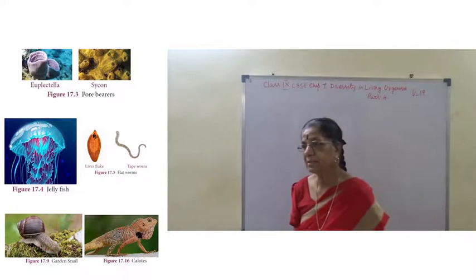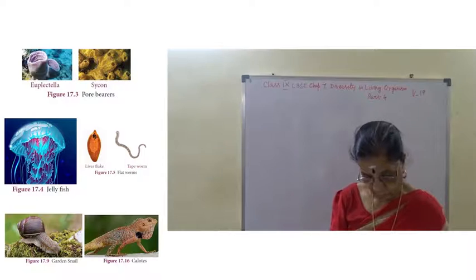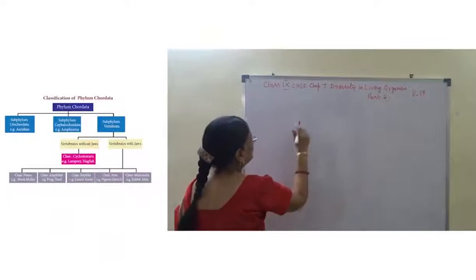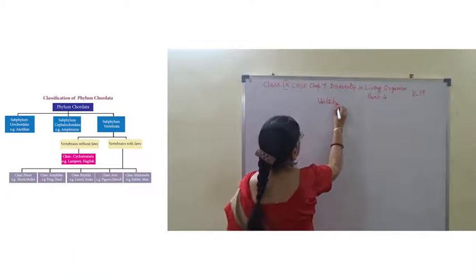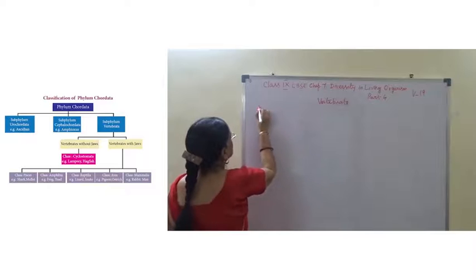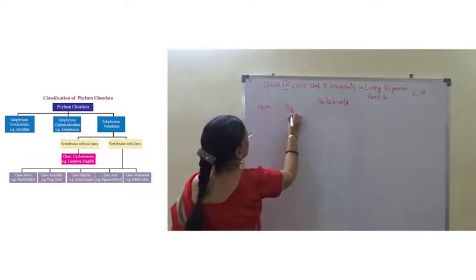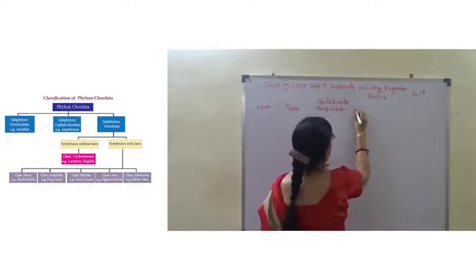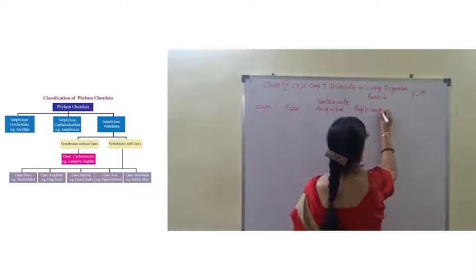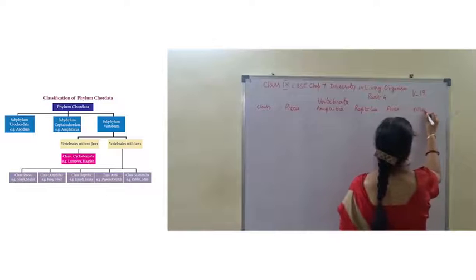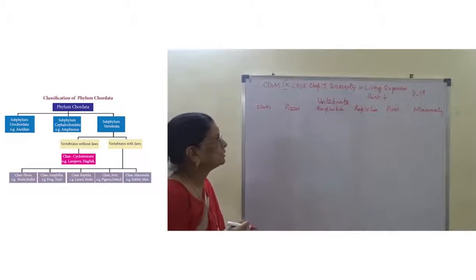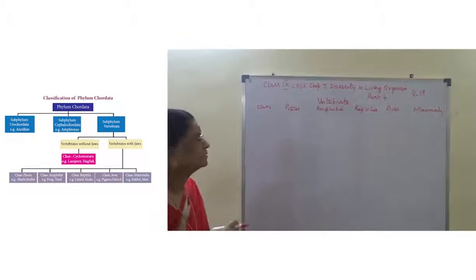And then phylum vertebrata, characterized by a notochord, dorsal nerve cord, triploblastic body, paired gill pouches and a coelom. Phylum vertebrata has the classes pisces, amphibia, reptilia, aves and mammals. Fishes, amphibia, reptilia, aves and mammals. Right?